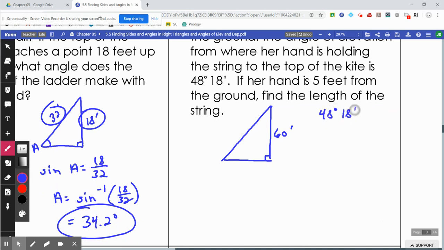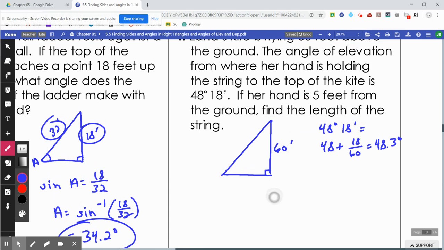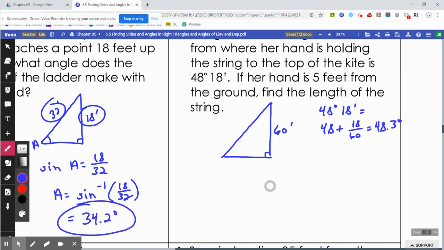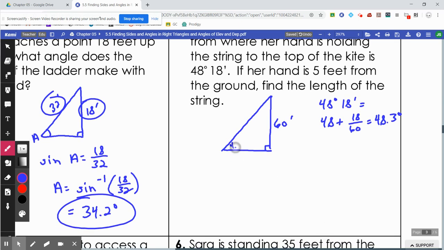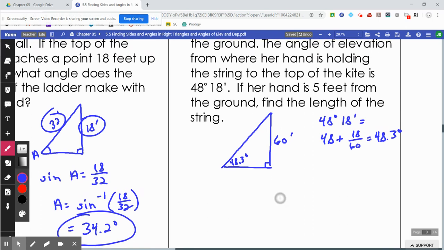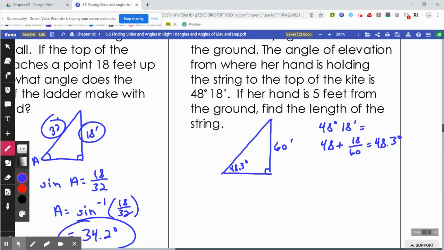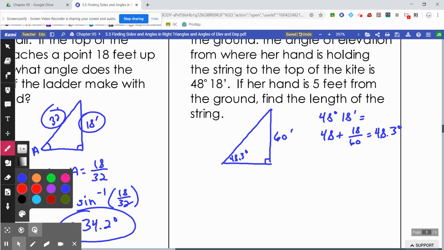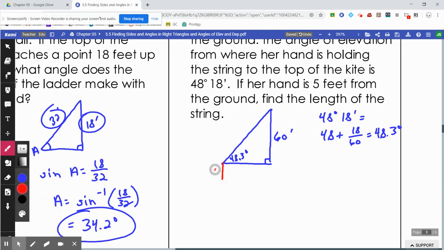48 degrees and 18 minutes is equal to 48 degrees plus 18 sixtieths of another degree, and that's going to equal 48.3. So now we have it in degrees. So the angle of elevation where her hand is holding this string to the top of the kite is 48.3. So that'd be 48.3 right here. If her hand is 5 feet above the ground, find the length of the string. So that throws a little monkey wrench in our problem. Her hand right here is actually 5 feet above the ground.